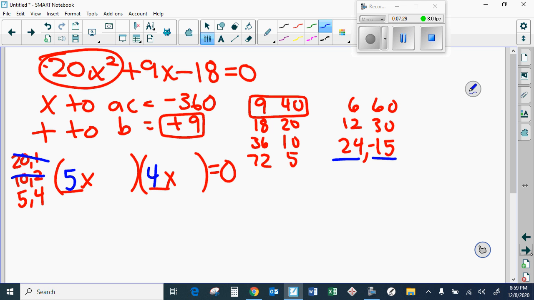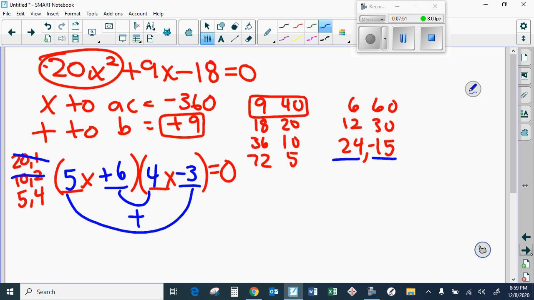So those work. So what I do is I draw two smiley faces connecting the first and the outer and the two inner. Okay, so 5 times what gives me the negative 15? Negative 3. And 4 times what gives me the positive 24? Positive 6. And so there's my factored answer right there.